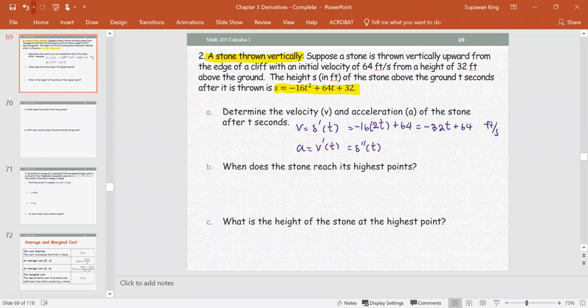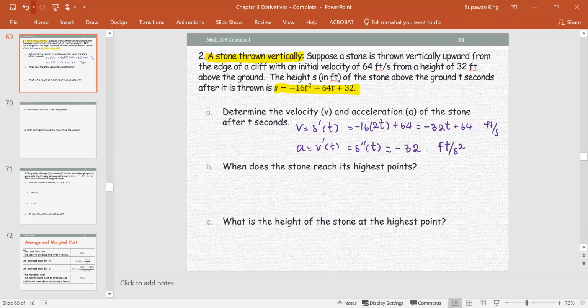For the acceleration, which is the first derivative of the velocity or the second derivative of the position, we find another derivative, the derivative of negative 32t plus 64, to get negative 32. The unit is feet per second squared.